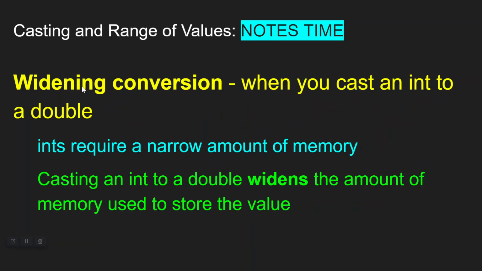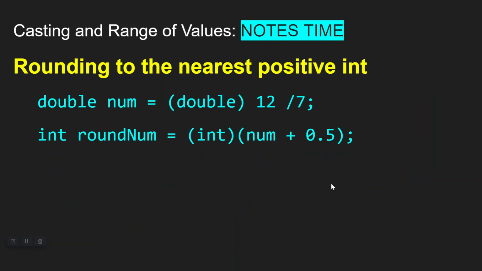There are two types of conversions that you can do. There's a widening as well as a narrowing conversion. A widening conversion is when you cast an int to a double. Ints require a narrow, small amount of memory. Casting an int to a double widens the amount of memory used to store that value. So in general, when you do casting, you're typically doing a widening conversion, because you're trying to use casting as a way to make sure that you're not losing any value.